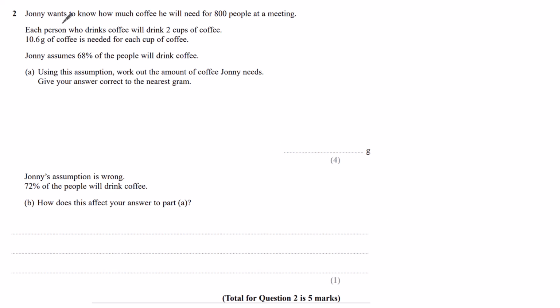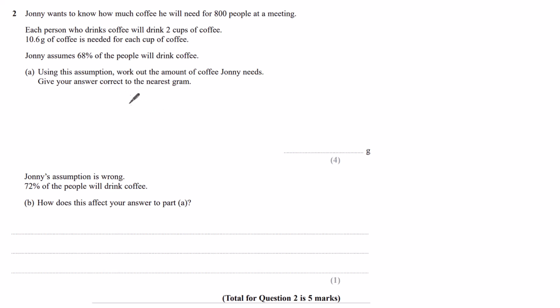Question 2. Johnny wants to know how much coffee he will need for 800 people at a meeting. Each person who drinks coffee will drink 2 cups of coffee. 10.6 grams of coffee is needed for each cup of coffee, and Johnny assumes 68% of the people will drink coffee. Part A. Using this assumption, work out the amount of coffee Johnny needs. Give your answer correct to the nearest gram.